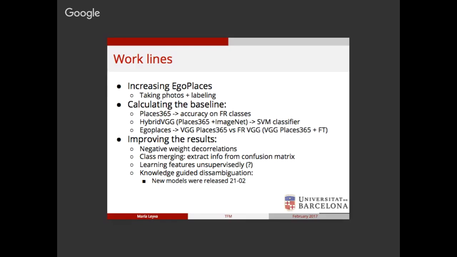For solving the lack of images, I am considering class merging by extracting info from the confusion matrix of Places, seeing which classes are the most confused and therefore the most similar. And with that, I reduced the food-related classes from 35 to 30. And in Places, it doesn't show much improvement, but I think that with the egocentric images it will.